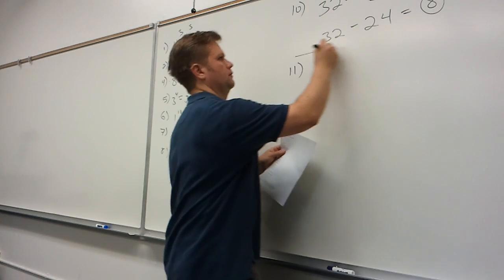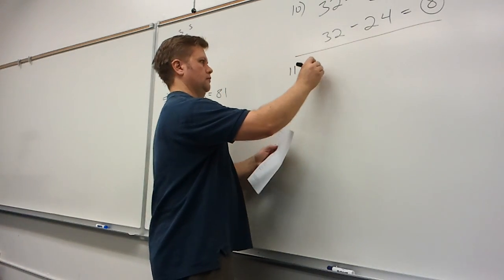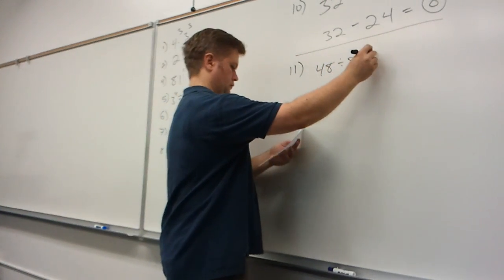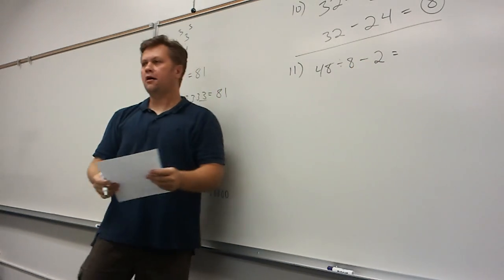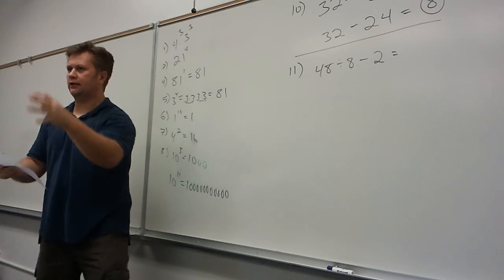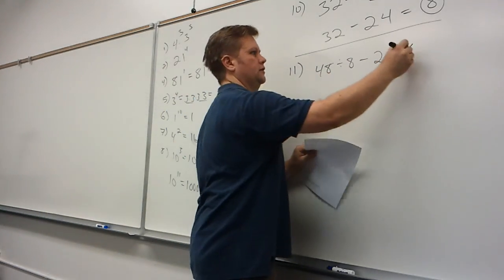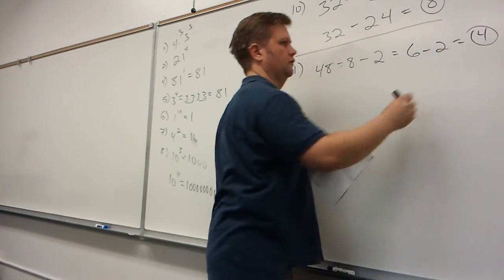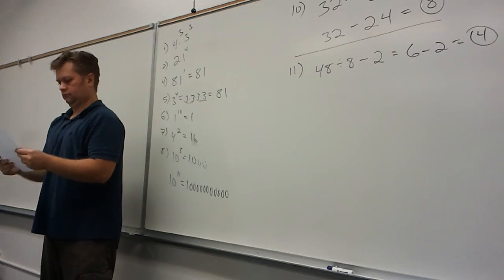So what about number 11? 6 minus 2. You almost can't go wrong here. They put the division first, so even if you went straight through, you do it right. 48 divided by 8. 6 minus 2. Minus 2, 4. 4, I love it. Sweet.